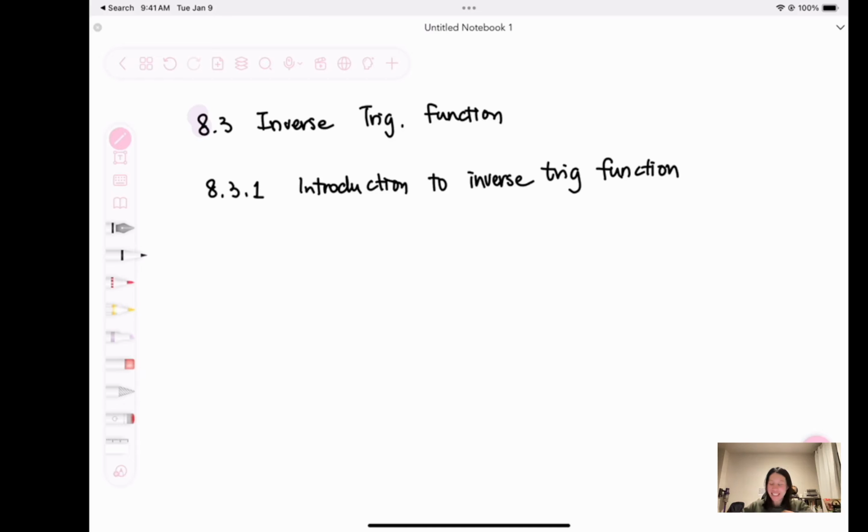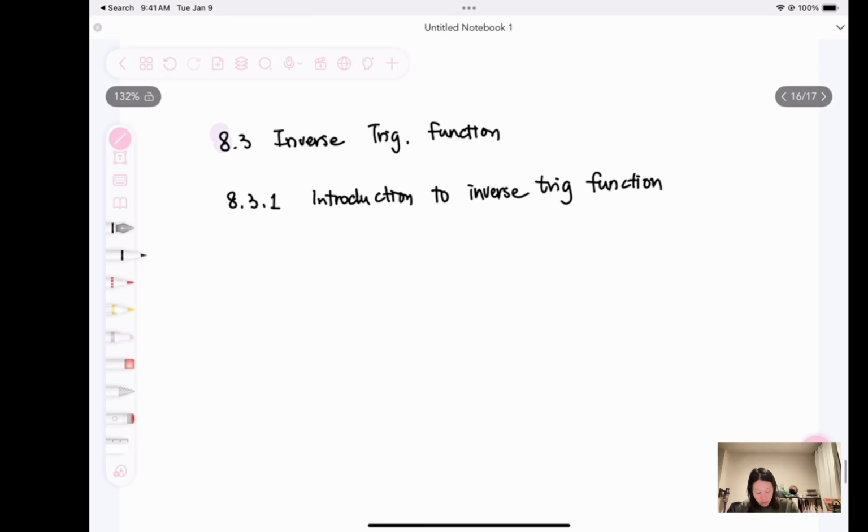Hello everyone, in this video I am going to talk about the inverse trig function. Specifically, just the intro for this one. Let's recall what an inverse function is. We learned that from Math 141, so let's do a quick review first.